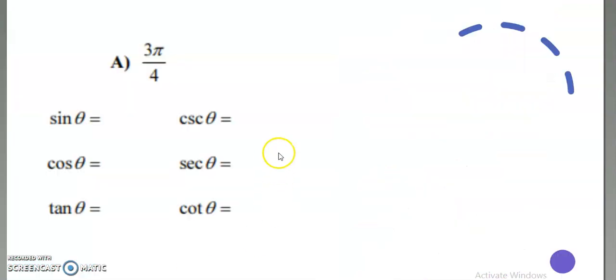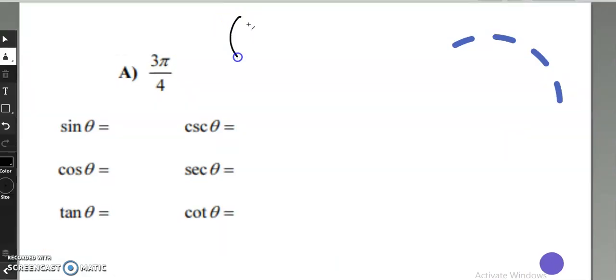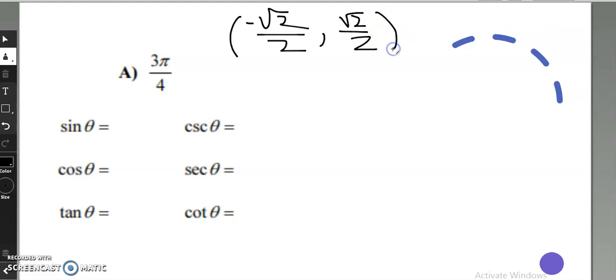So let's write that down so we don't forget it. So on the unit circle, the coordinate point is negative root 2 over 2 and positive root 2 over 2. All right, so the first part, super easy, right? Sine, we know what it is. It is just plain old root 2 over 2. So it's my y value. Cosine is negative root 2 over 2.